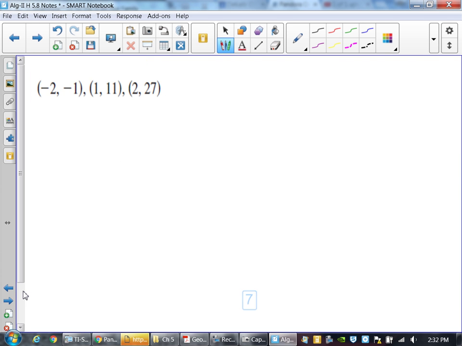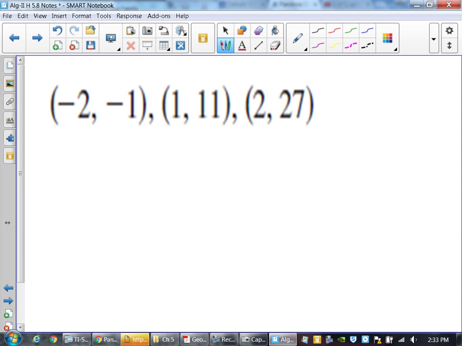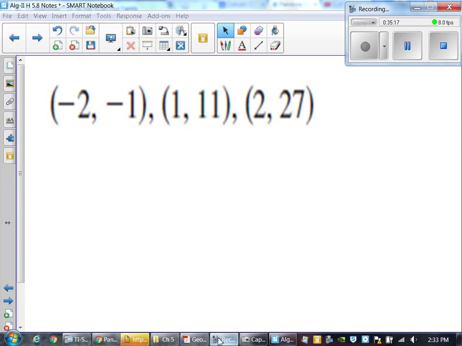Here, try this one. Do that one. So with any luck, then you got 3x squared plus 7x plus 1.